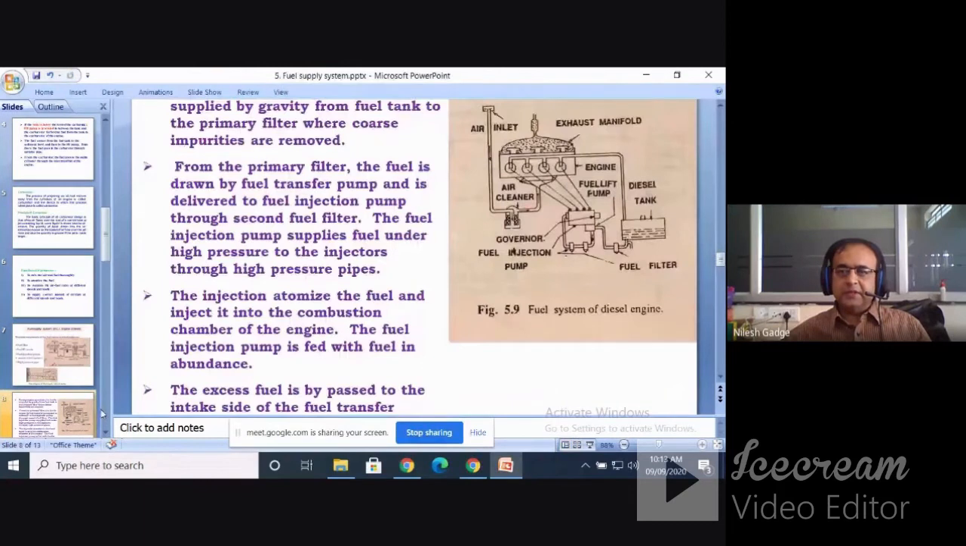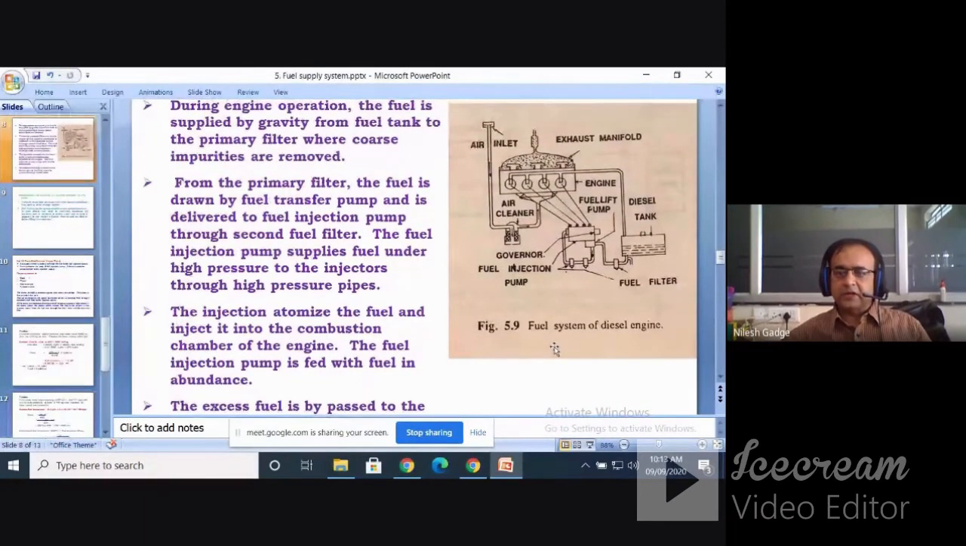Then we'll see another figure of the fuel supply system of a diesel engine. See, this is the air inlet, this is the air cleaner. From that, this is the manifold, the engine manifold. Here, this is the inlet manifold. This is the exhaust manifold. So there are four cylinders: one, two, three, four. In these four cylinders, air enters during the suction strokes. Before that, it gets filtered through the air cleaner.